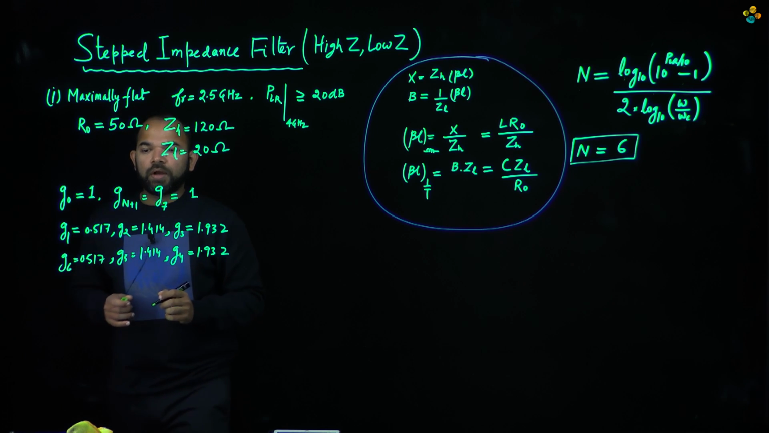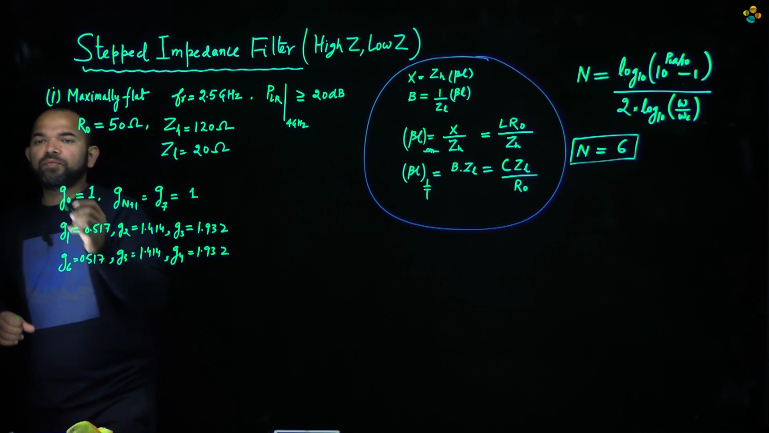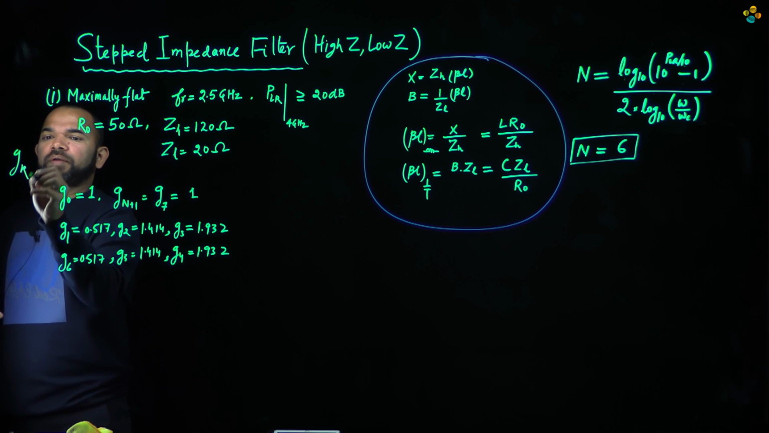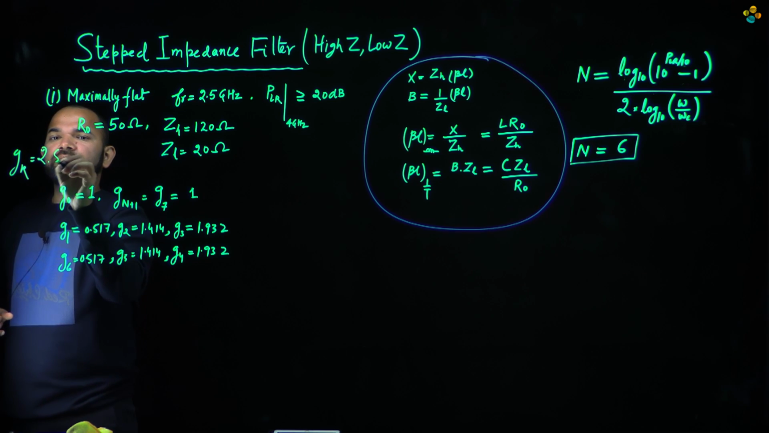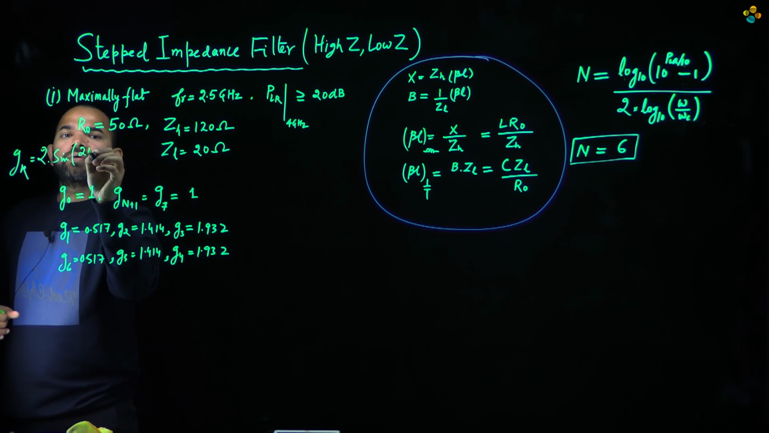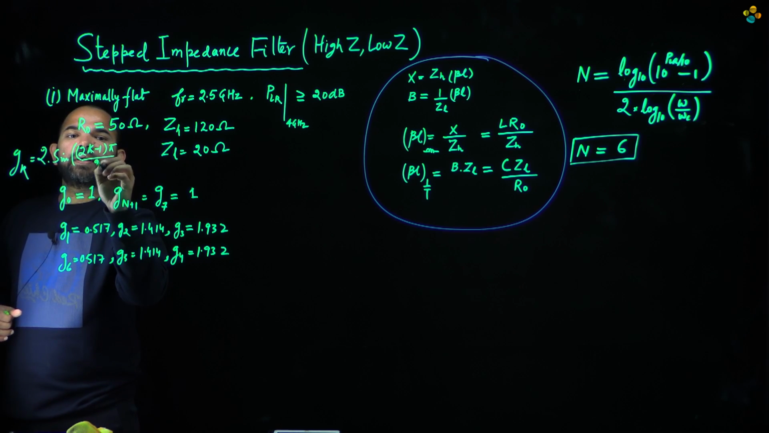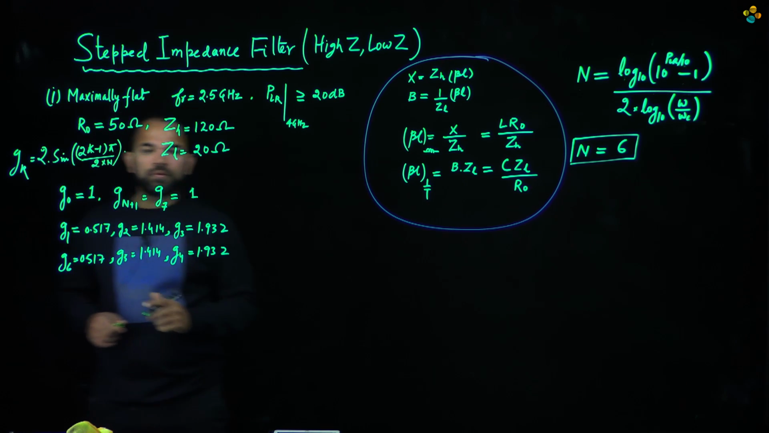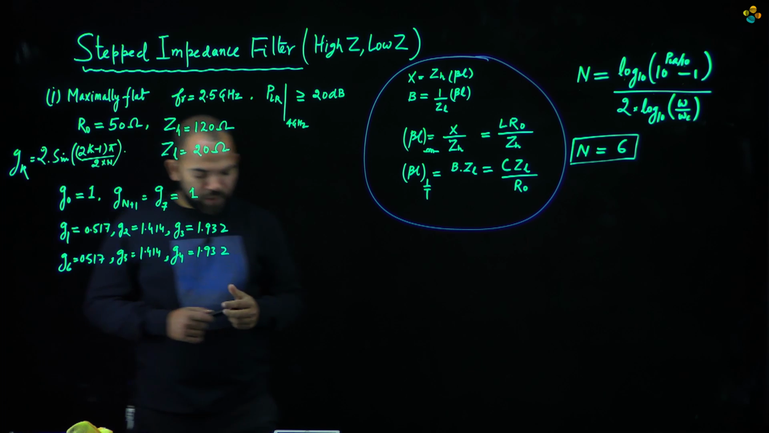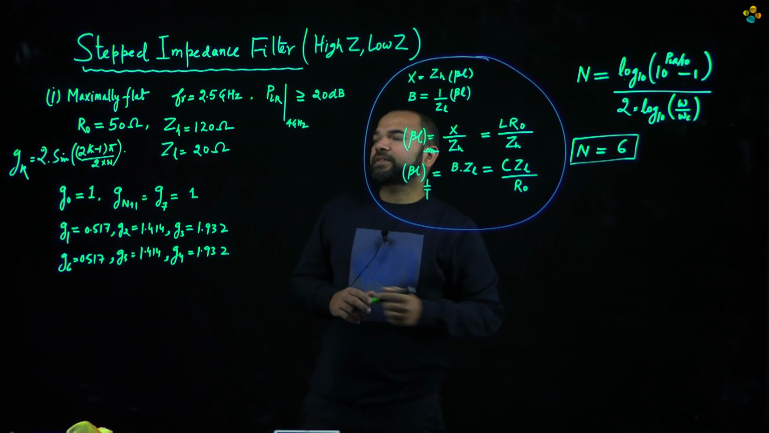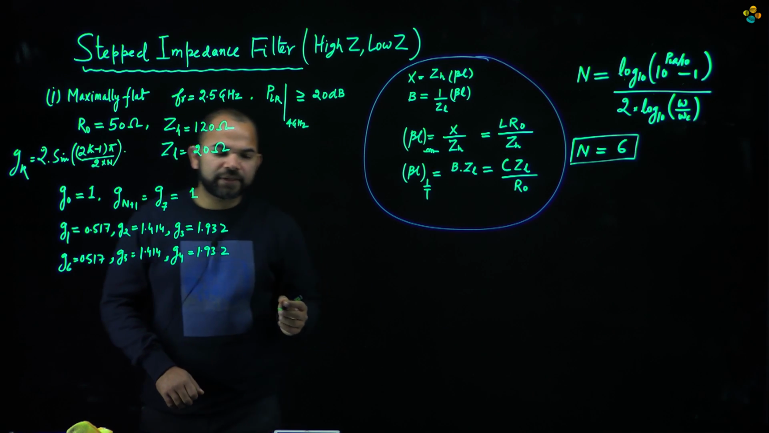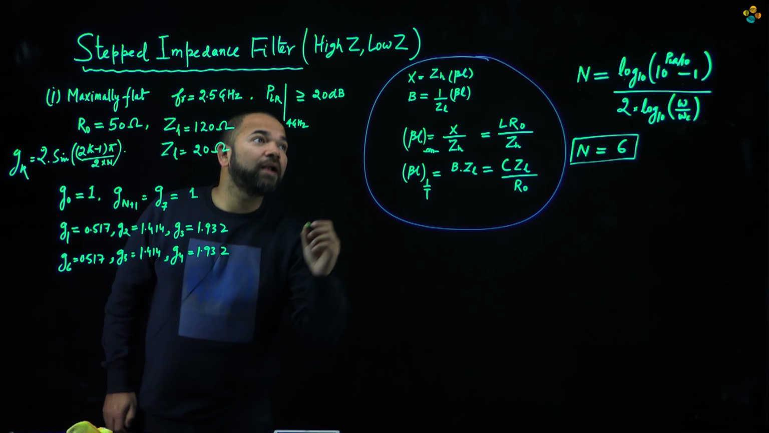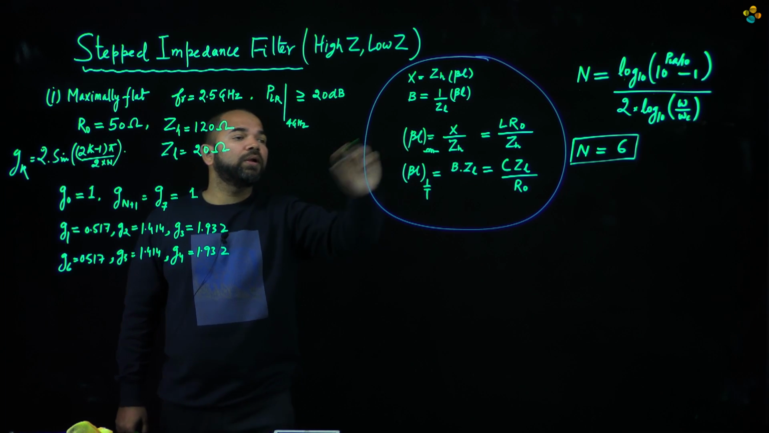Okay. However, you can calculate these parameters from a very simple equation. We have discussed this, G equals twice the sine of (2k minus 1) into pi divided by twice n. So you can use this equation and you can calculate all the G parameters. So now what's the next step? The next step would be to calculate these individual values.